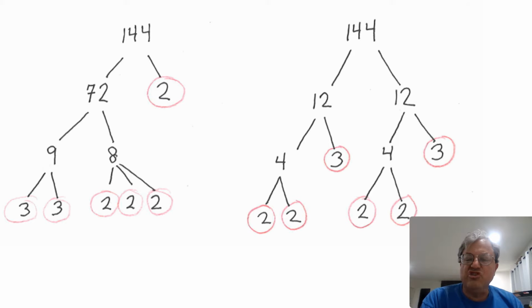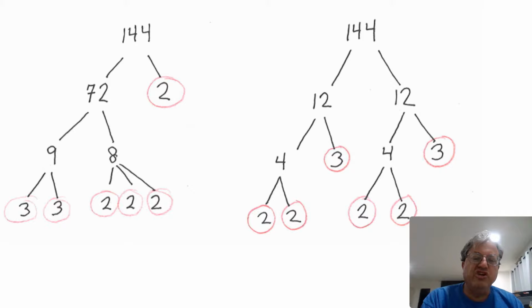So all the leaves are the prime factors of 144. It's four factors of 2, so you can write that as 2 to the 4th power. And then you've got two factors of 3, that's 3 squared. So the answer is 2 to the 4th times 3 squared.